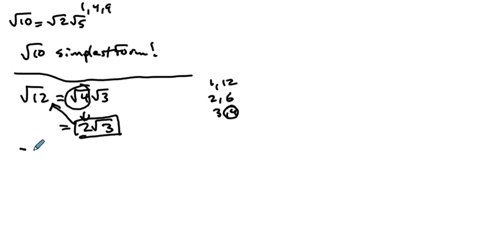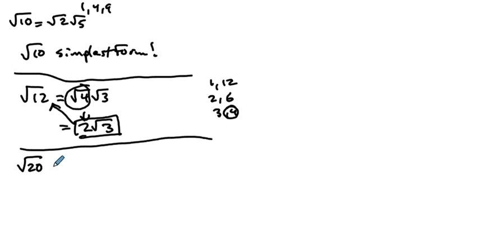Okay? So let's try another one. So I'm going to give you this one right here. I want you to try to see if you can find a pair of factors that multiply to give you 20, where one of them is a square number. All right, so pause the video and try to figure this out, and then come back.